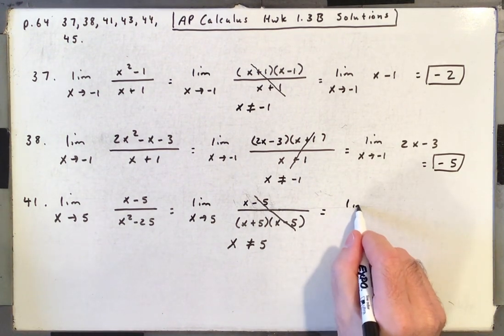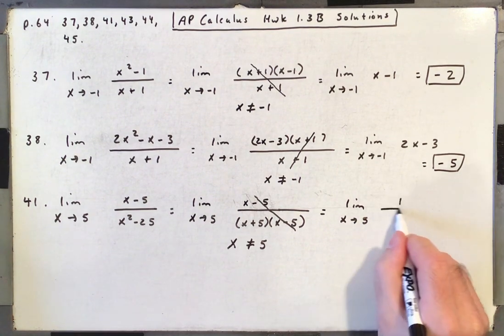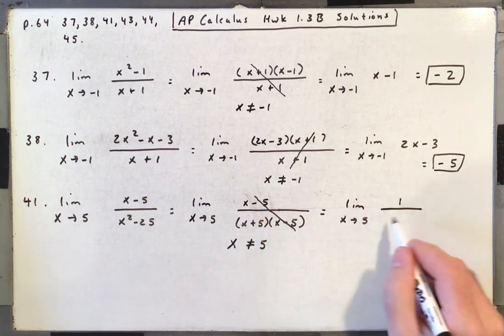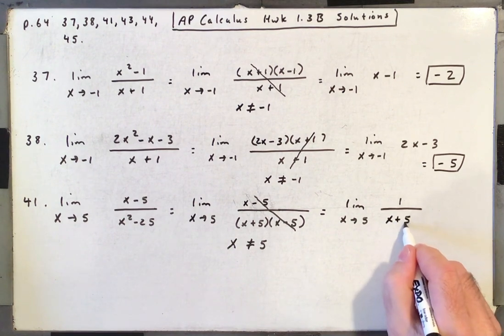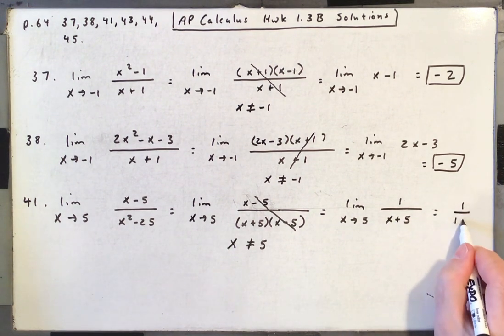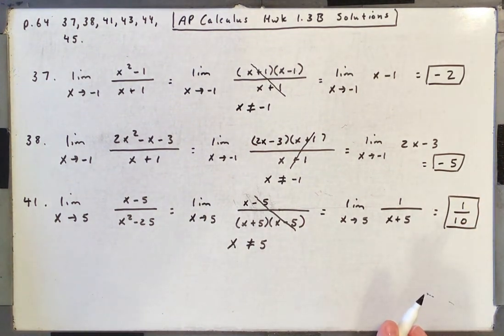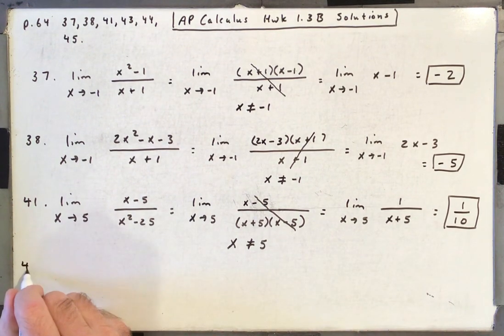So now we have the limit as x approaches 5 of 1. Remember, the denominator doesn't go away. It's just a 1 now, over x plus 5. And we can plug in our 5 for x, and we have 1 over 10. All right. Brilliant. Okay, I think we can probably fit 43 in here.